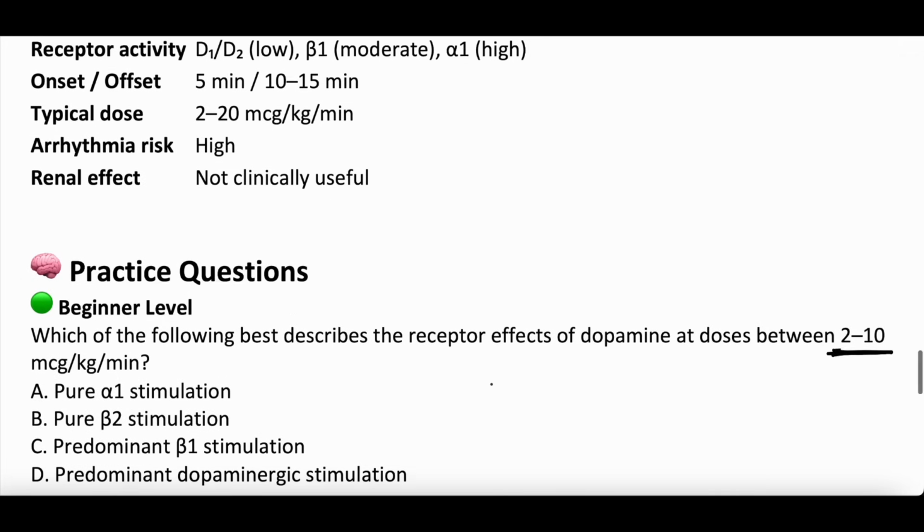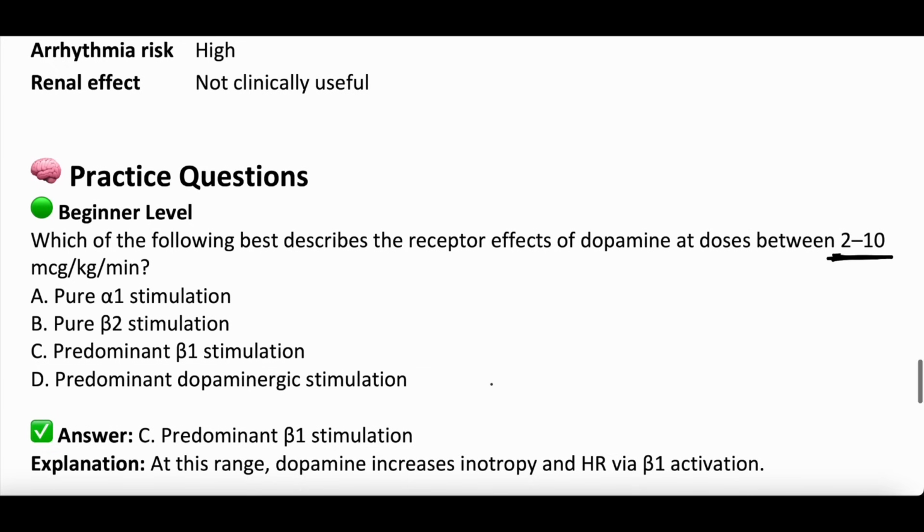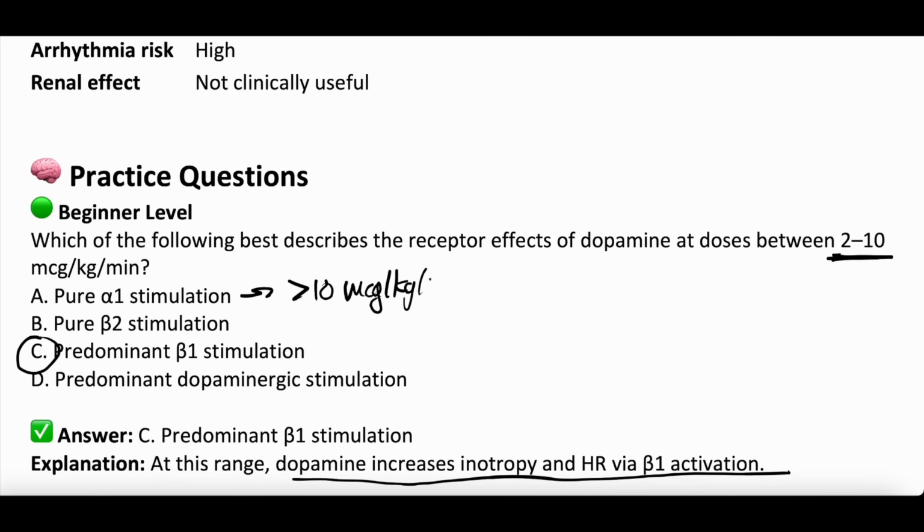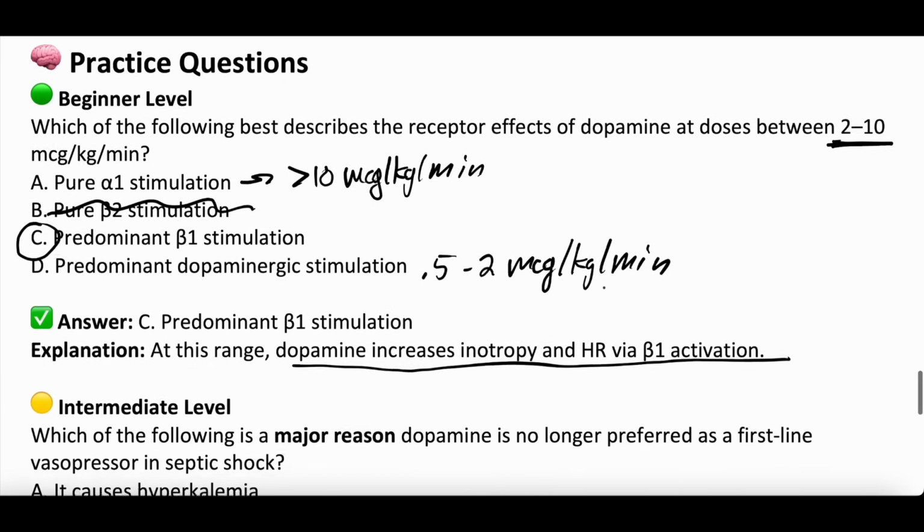The answer is C, predominantly beta-1 stimulation. So at this range, dopamine increases inotropy and heart rate via beta-1. Pure alpha-1 stimulation tends to be greater than 10 micrograms per kilogram per minute. It does not cause beta-2 stimulation, and predominantly dopaminergic stimulation is at 0.5 to 2 micrograms per kilogram per minute, although there's no reason to use it at these doses anymore because it is not shown to be renal protective.